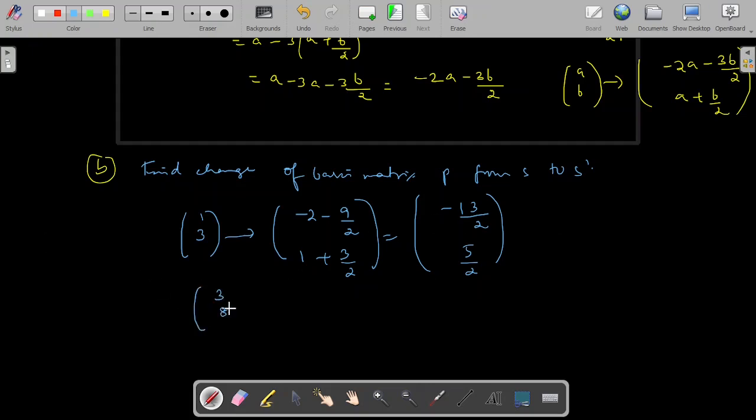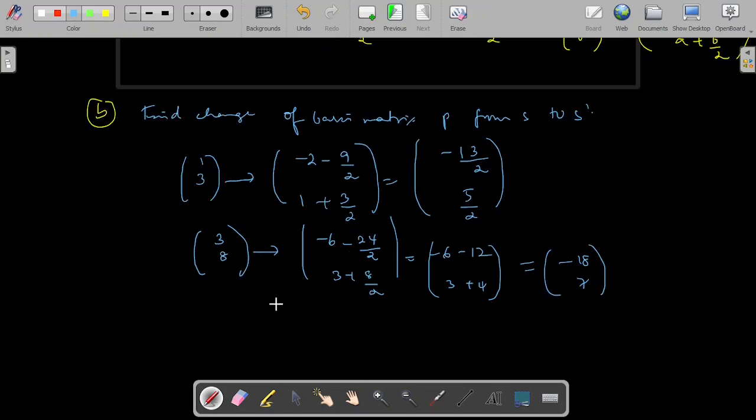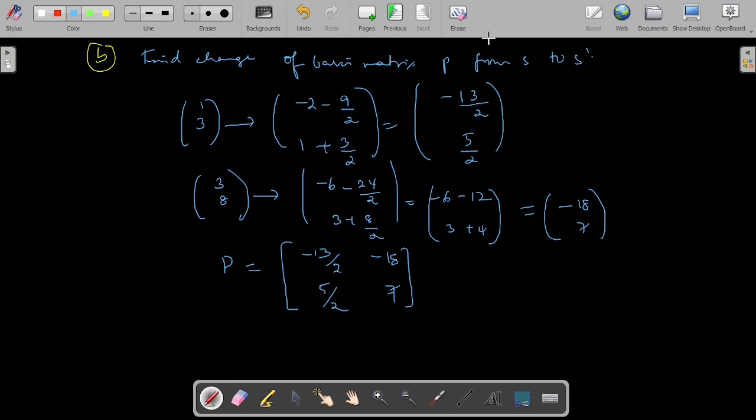Similarly, where this 3 8 goes to, apply the same thing. Minus 6 minus 24 by 2, and here 3 plus 8 by 2. So this is equal to minus 6 minus 12, and here 3 plus 4. Minus 18 and 7. Write them column wise. Therefore, the matrix of change of basis P from S to S dash is minus 13 by 2, 5 by 2, minus 18 and 7. So, from S to S dash means every vector of S dash is written as a linear combination of vectors in S.